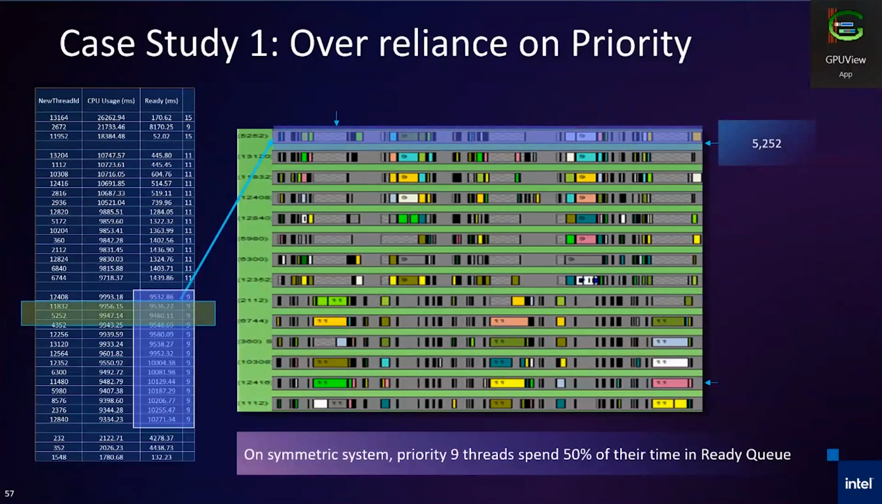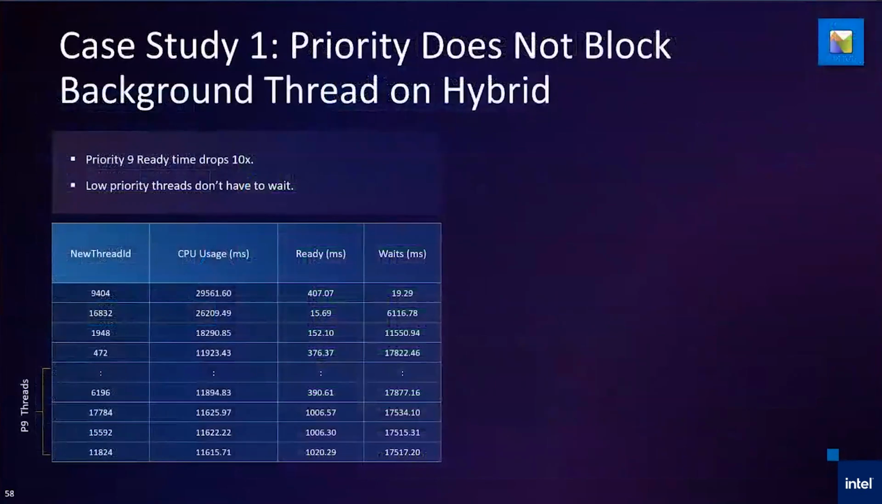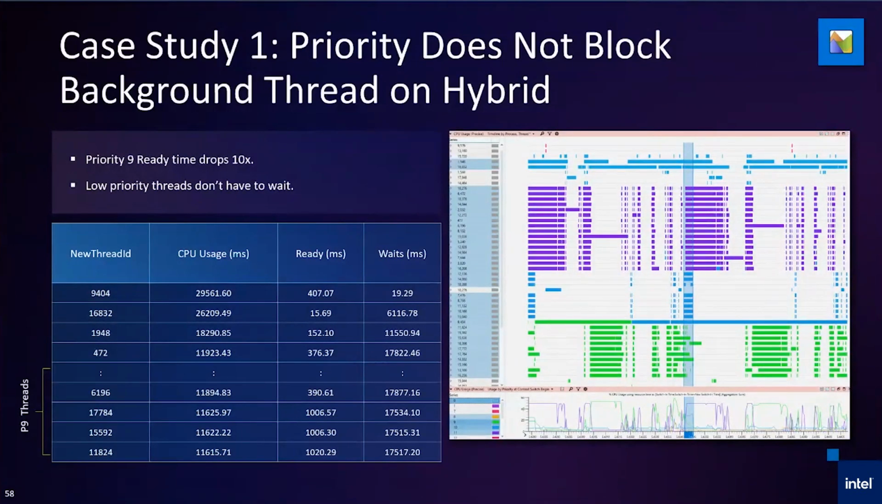You can see why when you look at one of the priority 9 threads, this one marked at the top, 5,252, you can see it's running and then it changes to a grey hashed area. This coincides with a higher priority 11 thread starting to run. Effectively, the priority 11 thread preempts the priority 9. That moves it to the shared ready queue. Now, on hybrid, things look very, very different. The first thing to note is the amount of time in the shared ready queue actually goes down by a factor of 10. The low priority threads no longer need to wait at all.